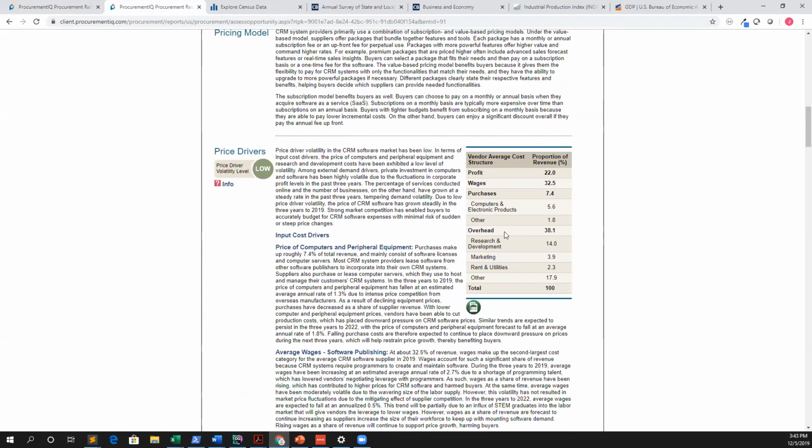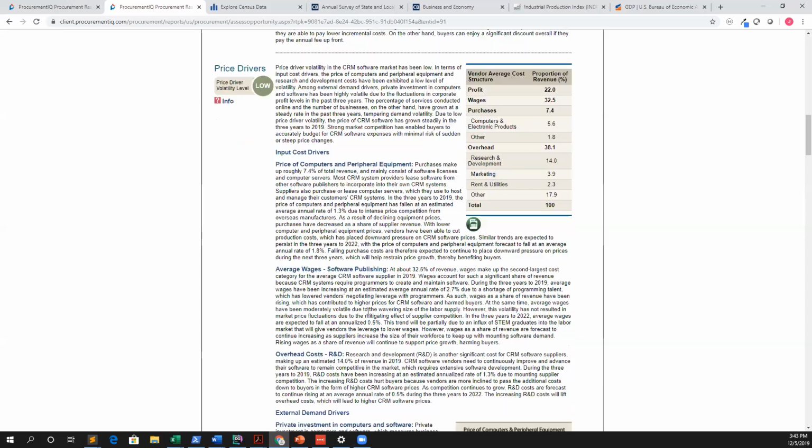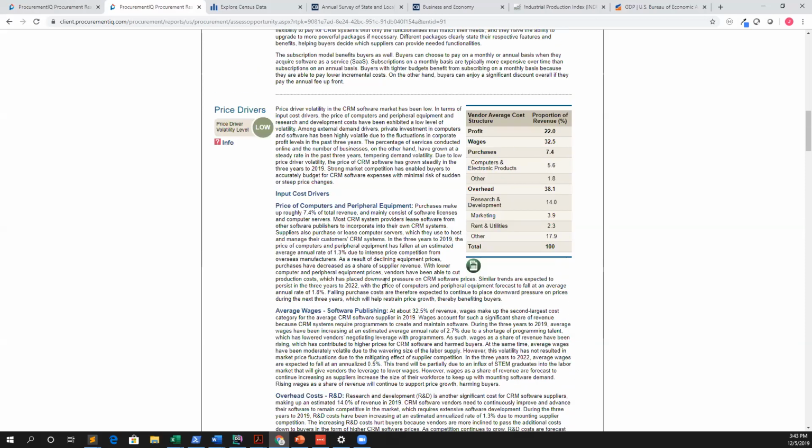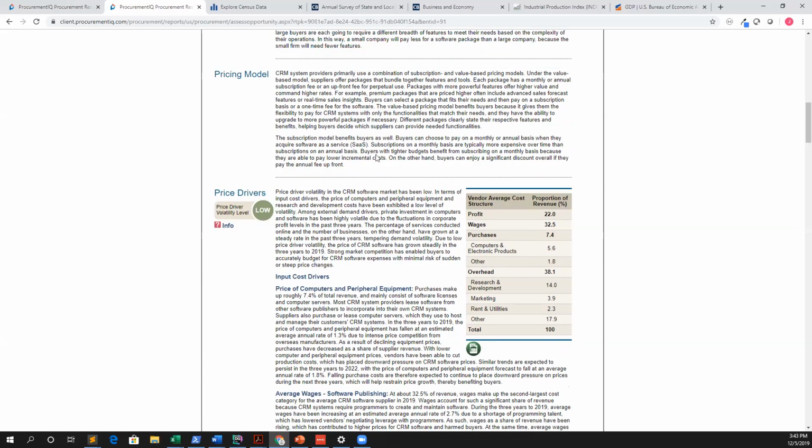The bulk of the price drivers are wages. You have some reliance on the price of computers and other equipment that's required as part of that. But for the most part, you're looking at intellectual property in this case. And so you have a very different way of approaching this negotiation. It's a much higher profit margin. The model is a subscription model. So you're typically going to want to approach this differently.